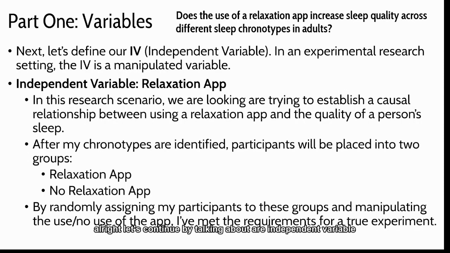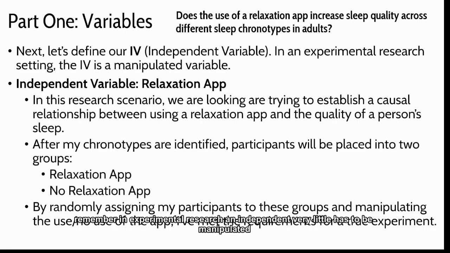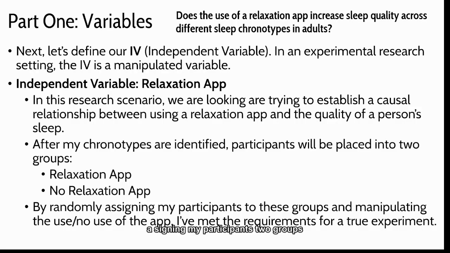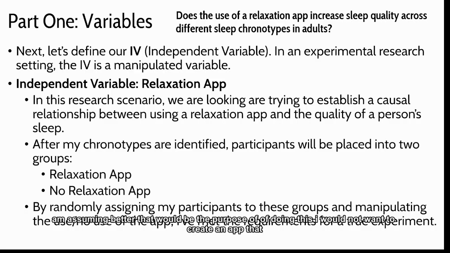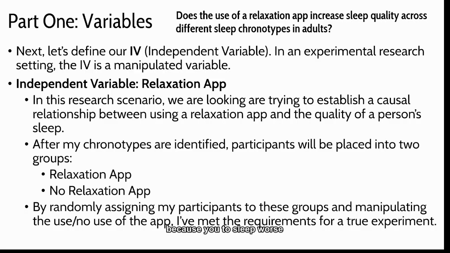All right, let's continue by talking about our independent variable. Remember, in experimental research, an independent variable has to be manipulated. In this particular scenario, my manipulation comes through assigning my participants to groups based on whether or not they're going to use the relaxation app. So what I'm trying to do is establish a causal relationship. Does using this app cause you to have better or worse sleep quality? I'm assuming better. That would be the purpose of doing this. I would not want to create an app that would cause you to sleep worse.